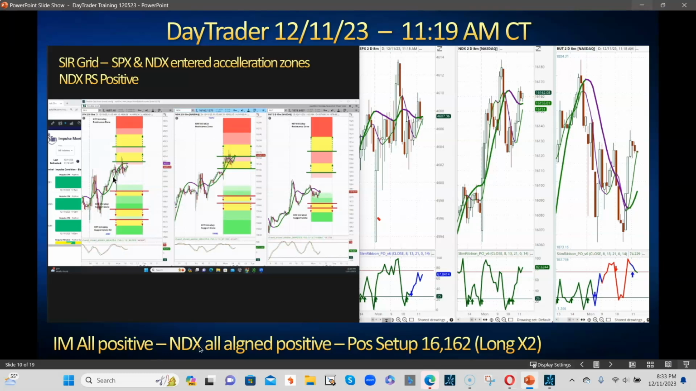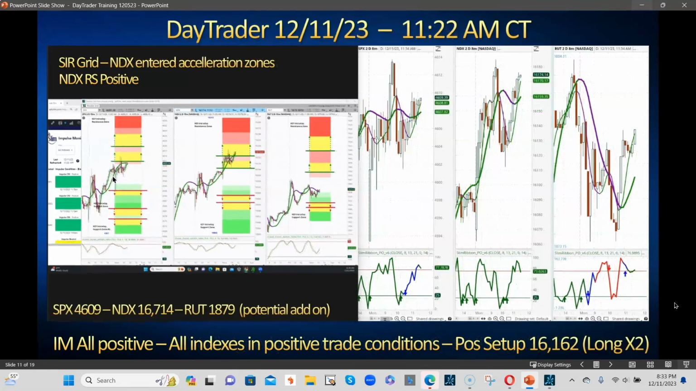So what did I do? I took a positive setup at 16,162 in the NASDAQ. So this is at 11:19 a.m. Here we are 3 minutes later, and what's happened? You got the upward movement in these reversal scouts here. Remember, we're looking at 8-minute reversal scouts right there and right there. And you're getting positive turns in the slim ribbon POs right over here. And this is all telling me there are bullish setups going on.